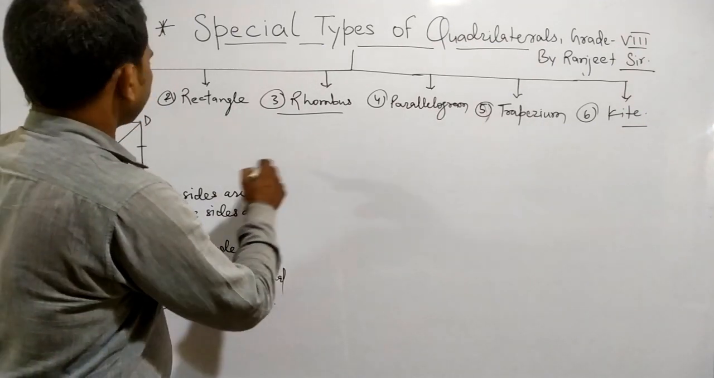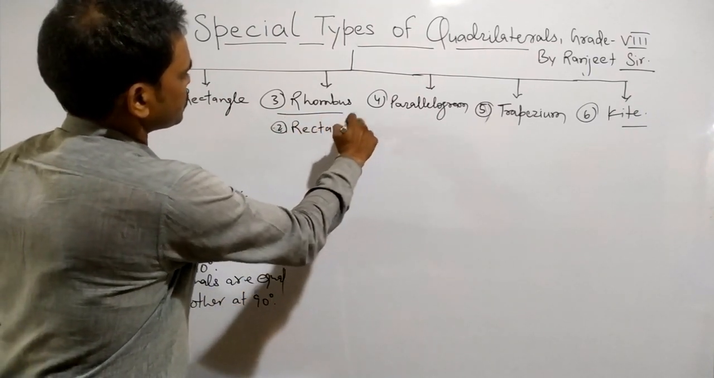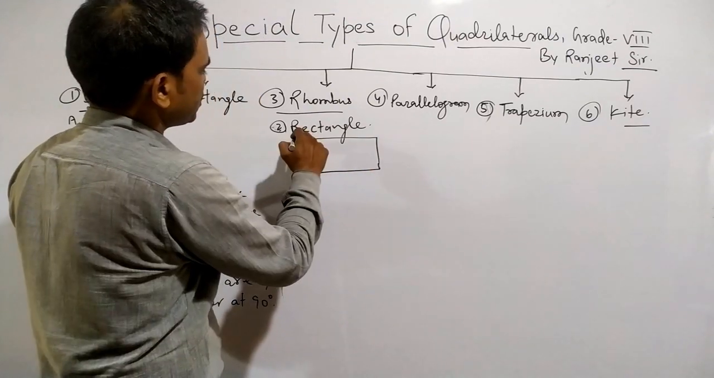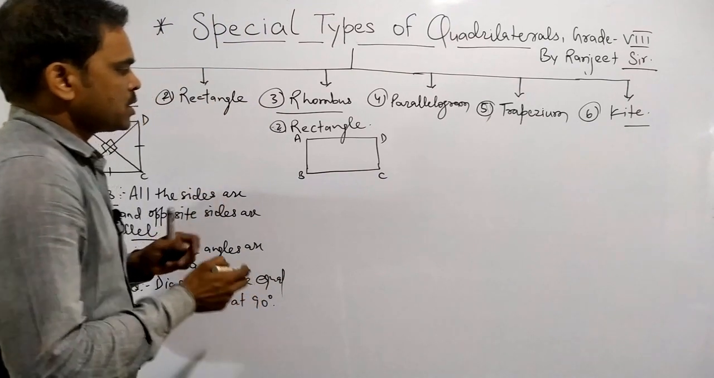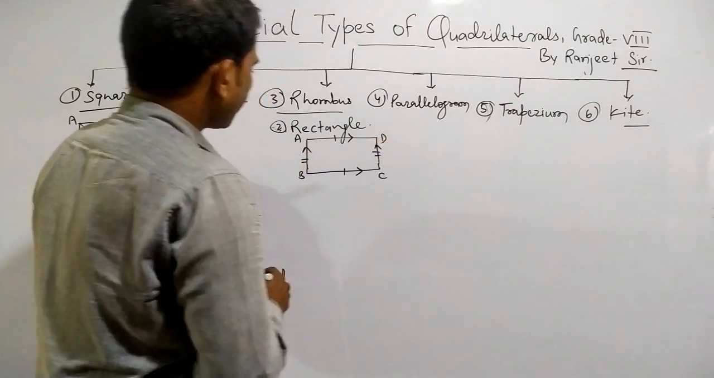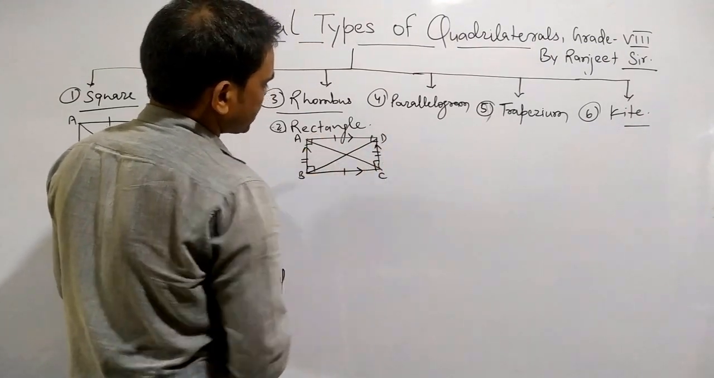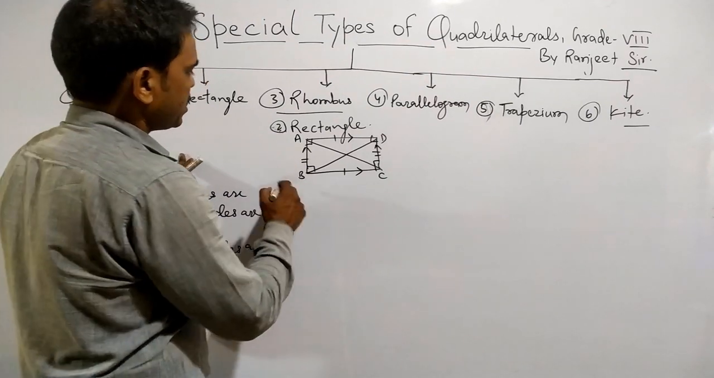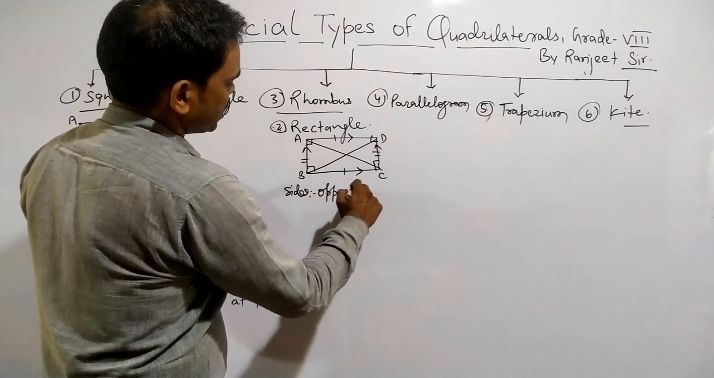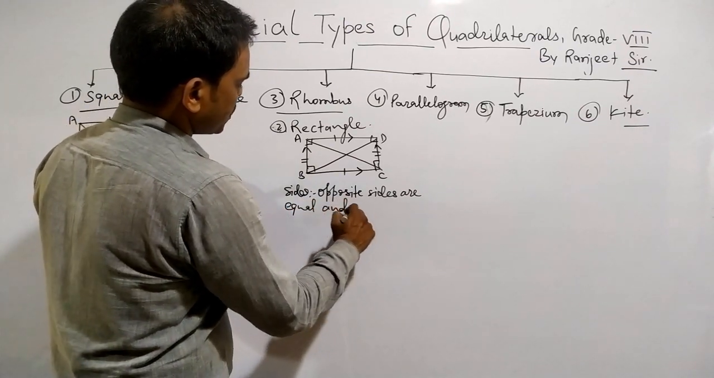In the same way, we will talk about rectangle also. Next one we have rectangle, the second one. For the rectangle, once again you will make a diagram. With the diagram only you will try to understand it. Say it is A, B, C, D. In this you will find opposite sides are equal and parallel too. About the angles, all the angles are of 90 degree. And about the diagonals, both the diagonals are equal and bisect each other, not at 90 degree. So first of all I write about the sides. Opposite sides are equal and parallel to each other.